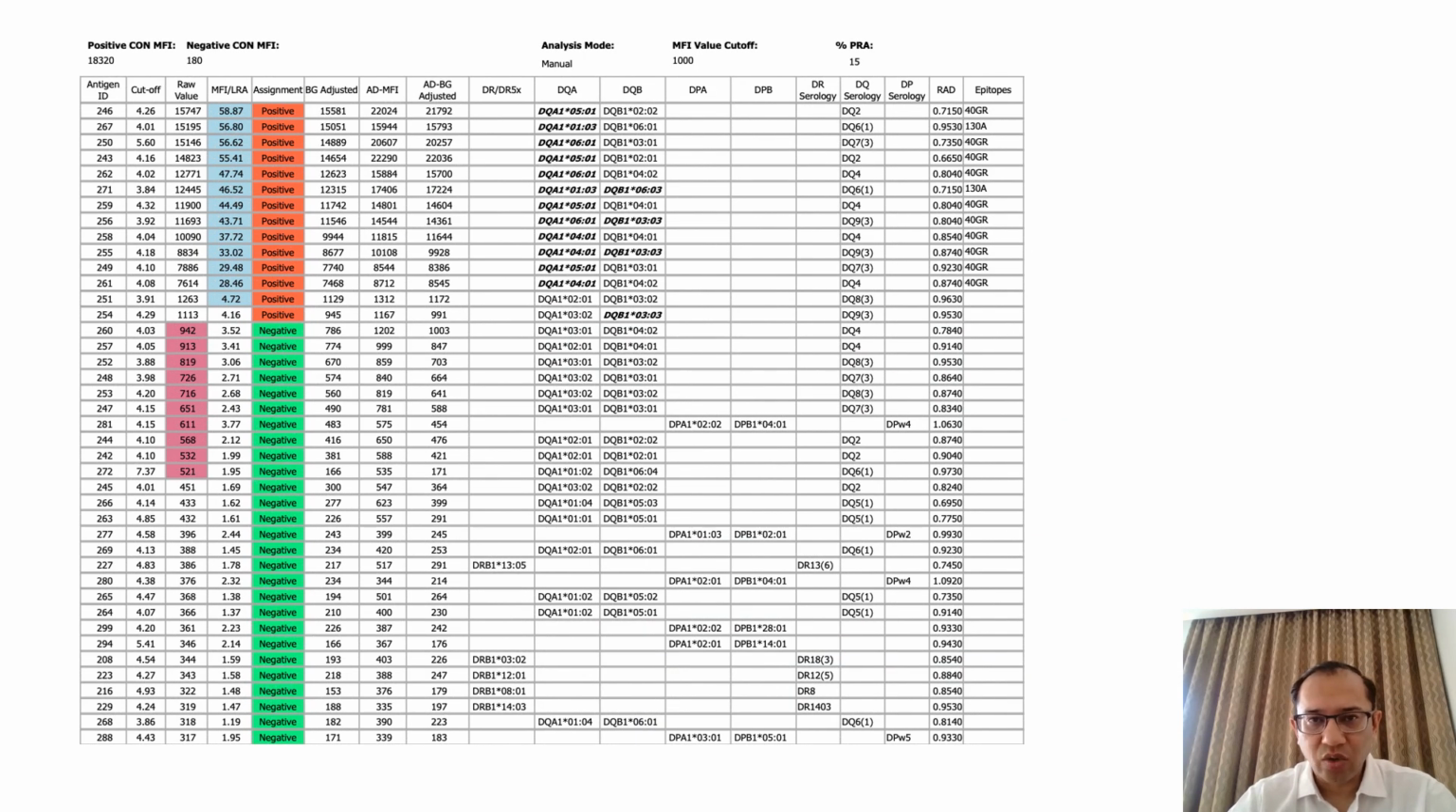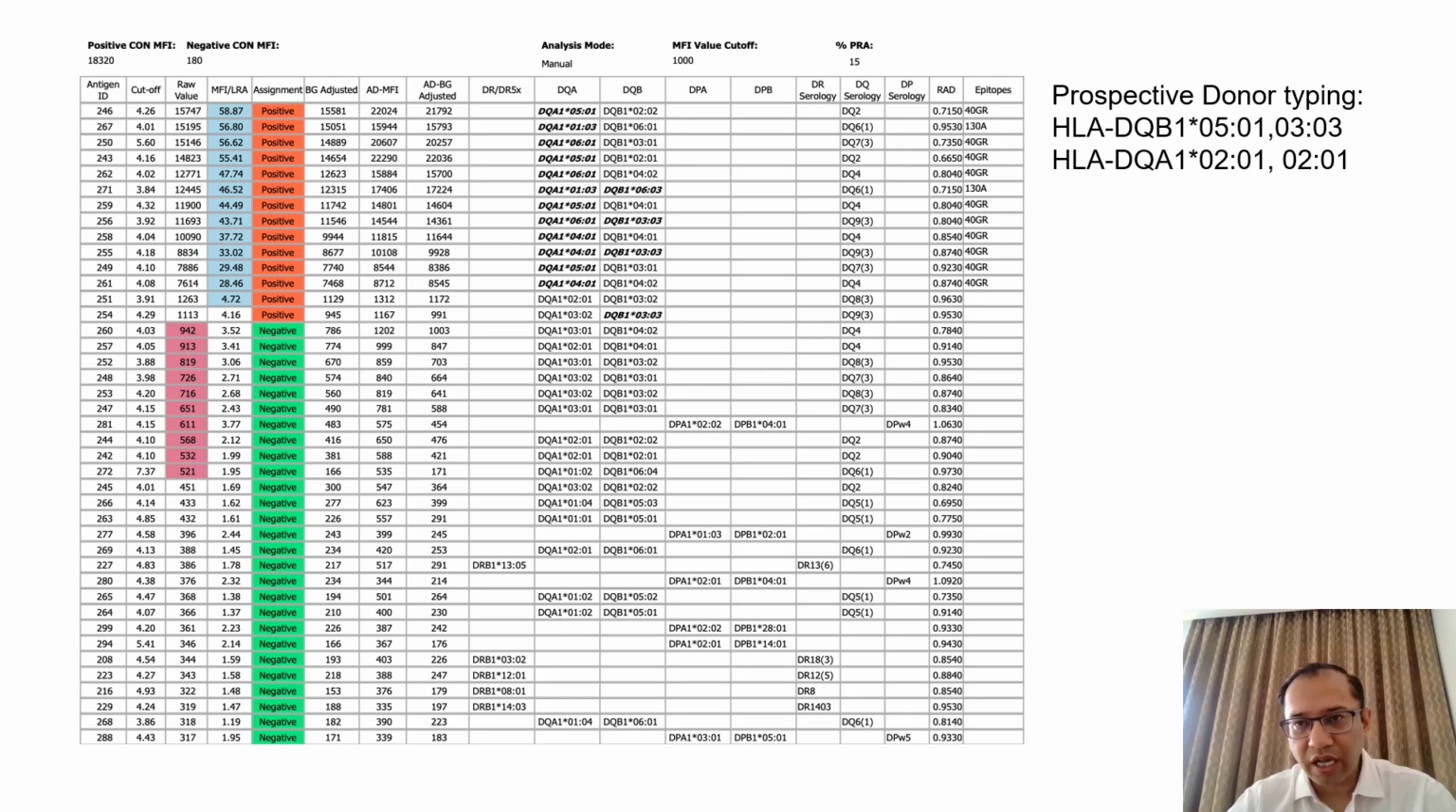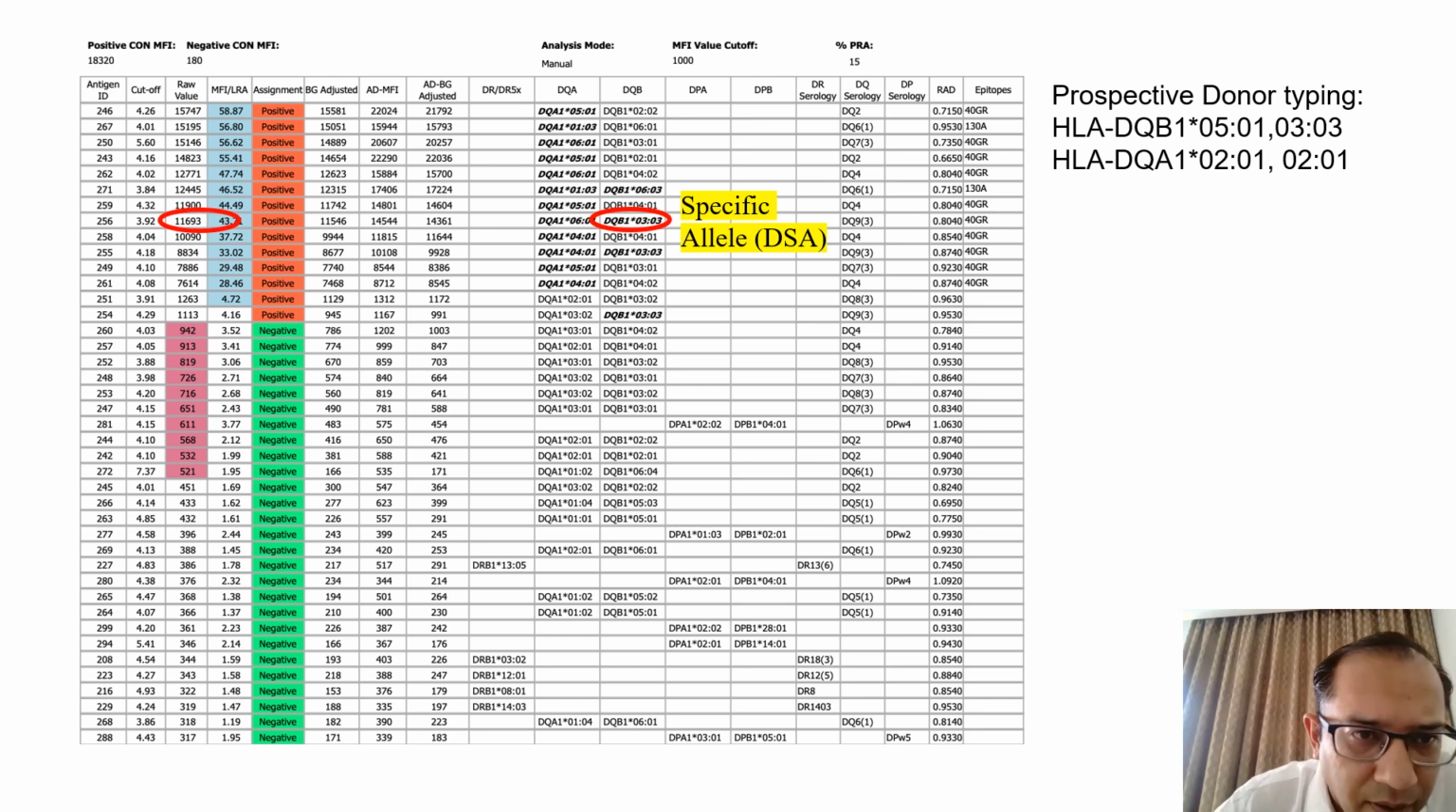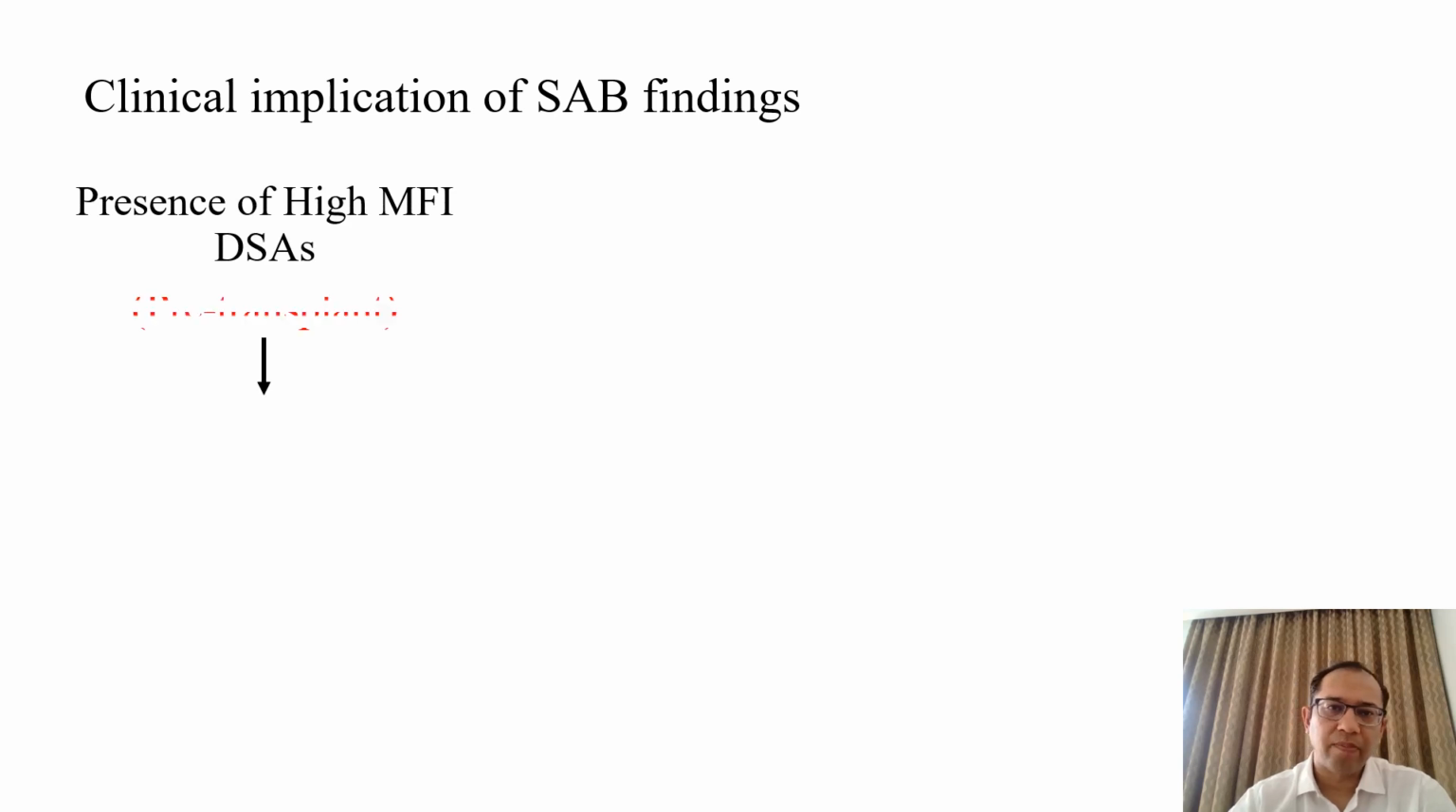This is how the sheet looks like. You can see that the donor typing is HLA DQ beta 1 0501 0303, and you have the same antibody in the patient. So that is a donor specific antibody with an MFI of around 11,693. So the clinical implication of SAB is the presence of high MFI DSA.